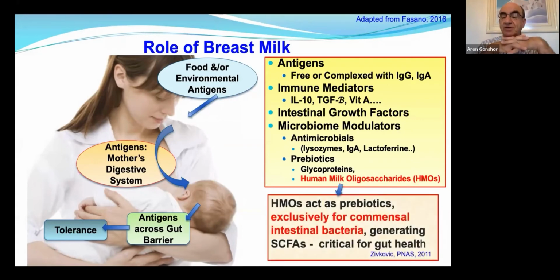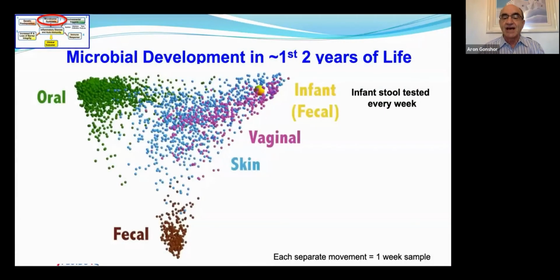Why are the HMOs important here? Because the HMOs are prebiotics, not for the child itself, but for the commensal bacteria. That particular type of prebiotic that is produced by the mother's breast milk is there to feed the bacteria, because you want to make sure that those commensal bacteria are going to be able to generate the short chain fatty acids, because that's what they produce. So right from the get-go, the mother and baby know that they've got to keep those bacteria happy.